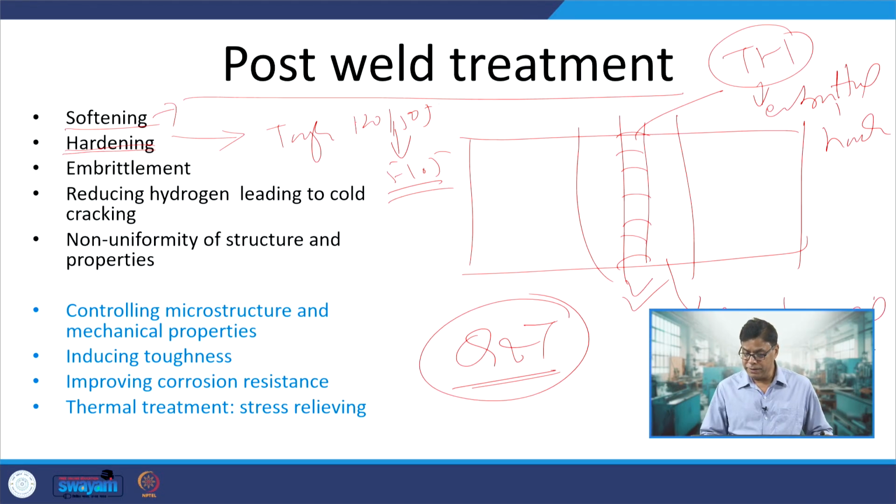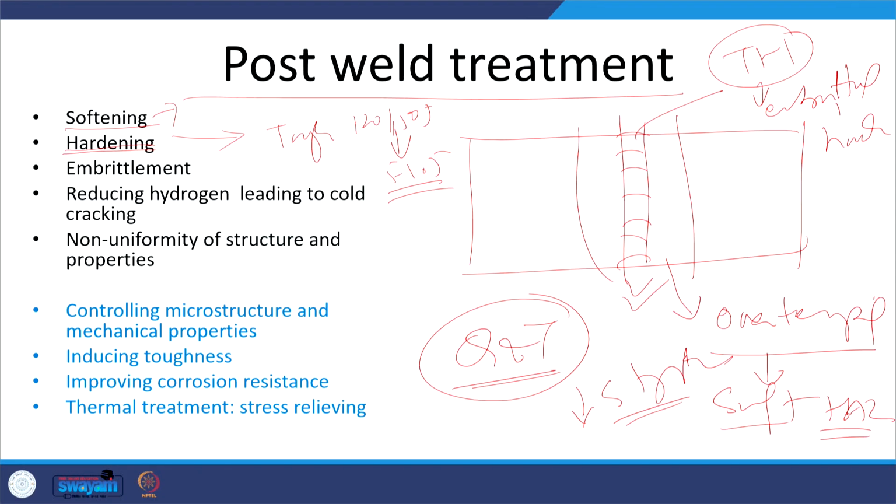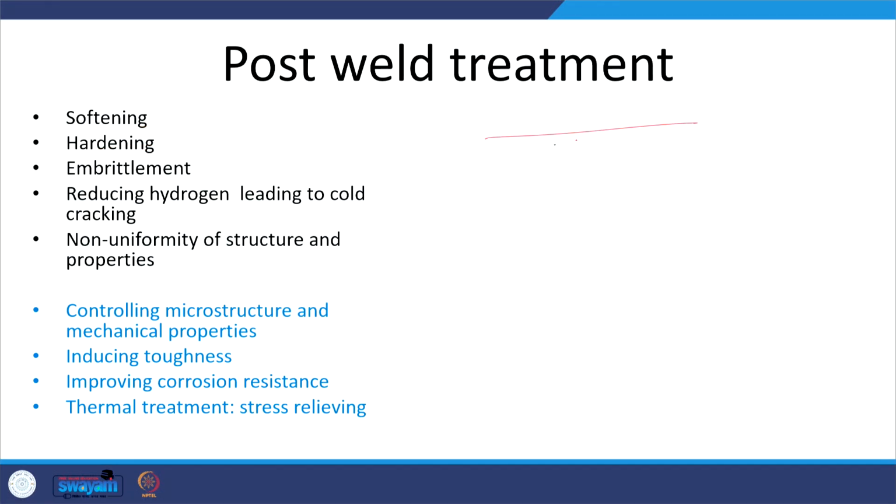So, over tempering leads to the softening of the heat affected zone. Softening of the heat affected zone means reduced strength of the joint. So, the load carrying capacity of the Q&T steel weld joints subjected to fusion welding will be compromised.